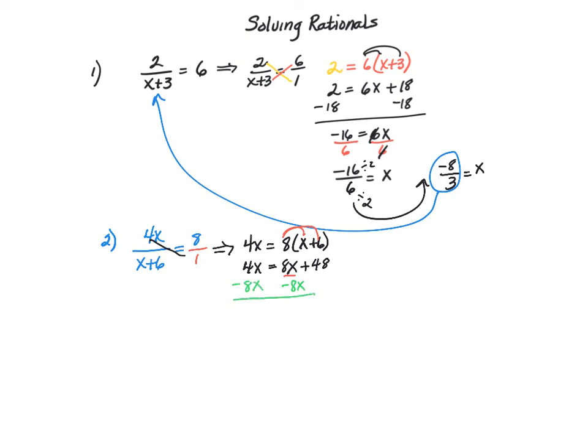And 4 and a negative 8 gives me negative 4x. And that's going to be equal to 48 because we can see these two are gone. Divide both sides by negative 4, and x is going to be equal to 12. Actually, x is going to be equal to negative 12.